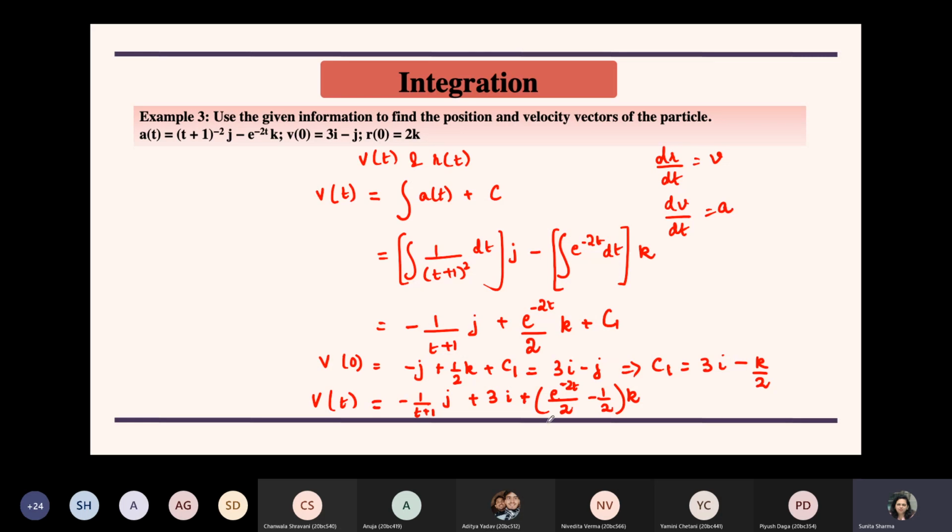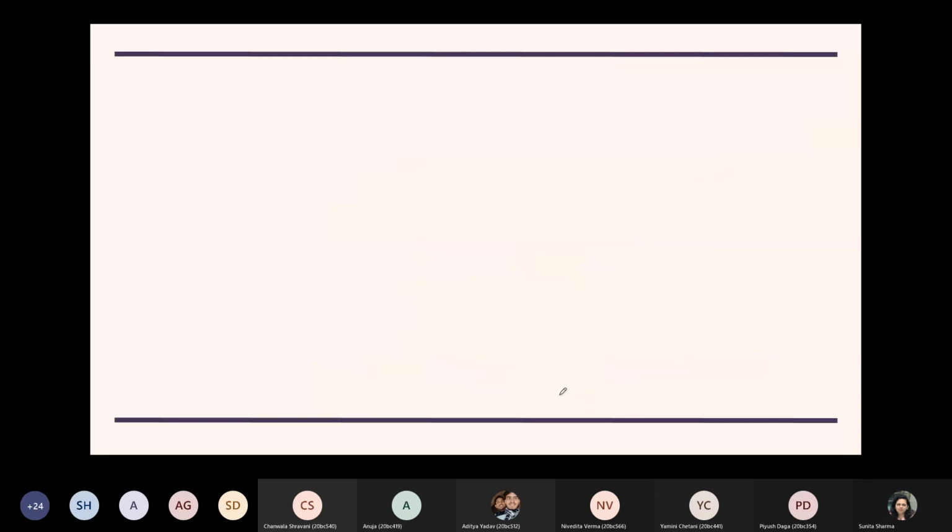Okay, so we can write the velocity vector finally using this constant. Is it fine till here? Yes, ma'am. Now we'll again integrate. So for the position vector, we are going to integrate the velocity vector. So after integration, what do we get?